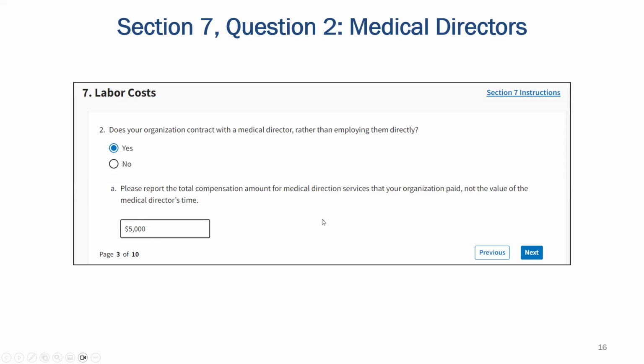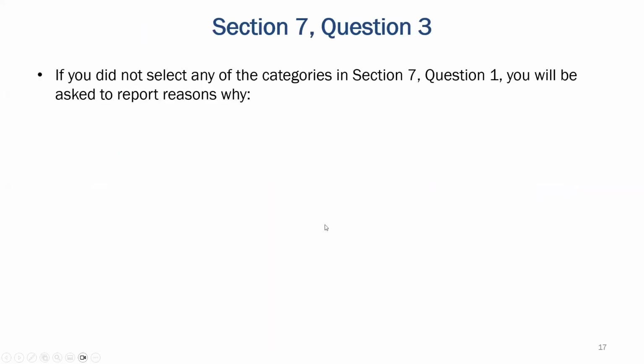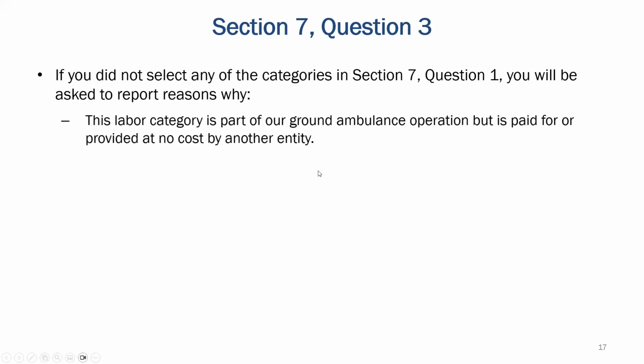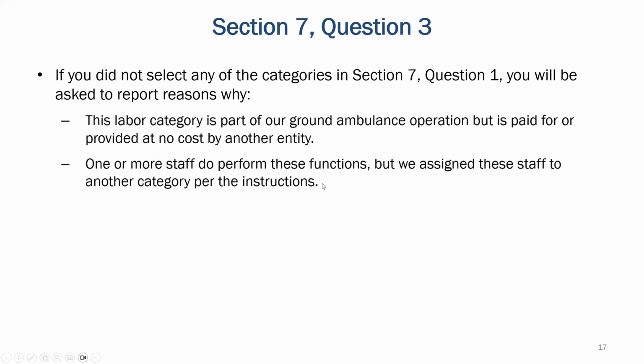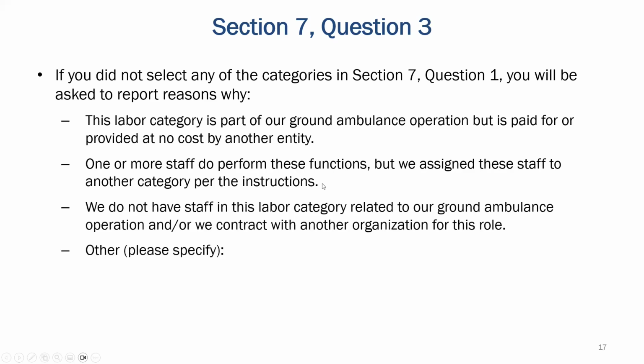And it's important for this question to come in here because the very next question, Section 7, Question 3, asks you about all of the labor categories your organization didn't report that they used in that initial checkbox question and the follow-up question on medical directors. So you'll be asked to report why you didn't indicate that you used a labor category. And you can check one or more of these. In some cases, your organization just won't have staff in that category.